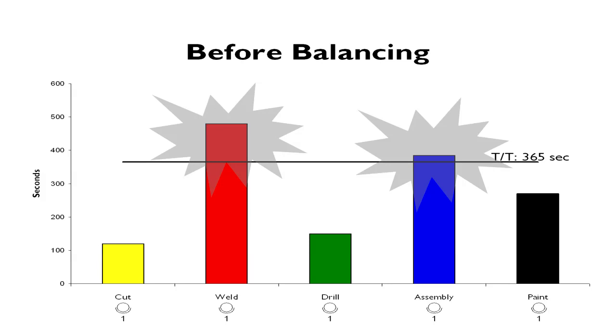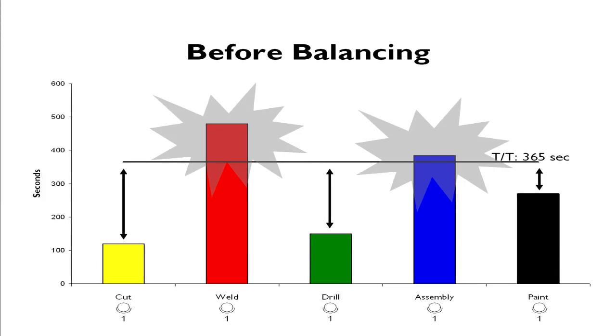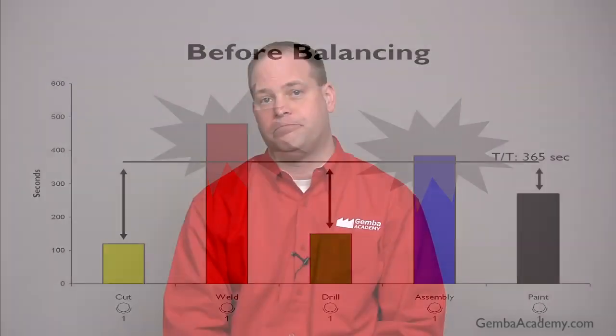In this case, we have 2 processes over takt, weld and assembly. Also, we can see where operators are not being fully utilized as well as they could be. For example, the operator in the cutting area has a little over 100 seconds of work to do, meaning he or she has plenty of time to help someone else out.